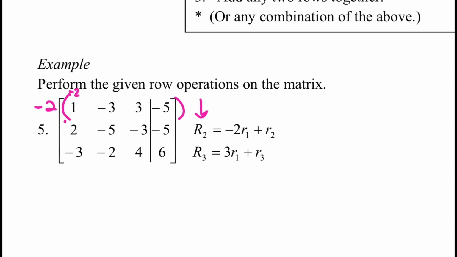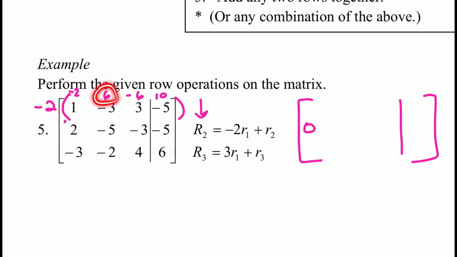So I have -2, 6, -6, and 10. And I'm going to add that to the second row. And then I'm going to put a new matrix over here, and I'm going to replace row 2 with that. So I have -2 plus 2 gives me 0, and I'm putting that in the second row. 6 minus 5 is a 1. -6 minus 3 is a -9. And -10 minus 5 is a 5.